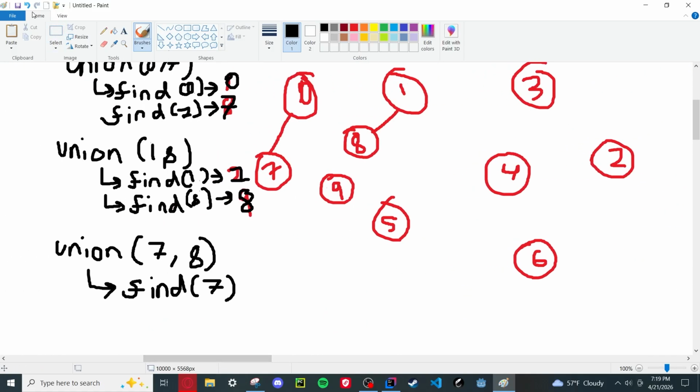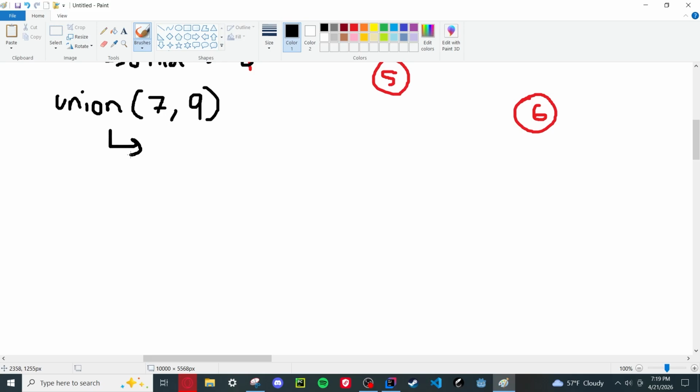Actually, before we do this, I want to do one more example. Let me connect 7 and 9. So find the index of 7.